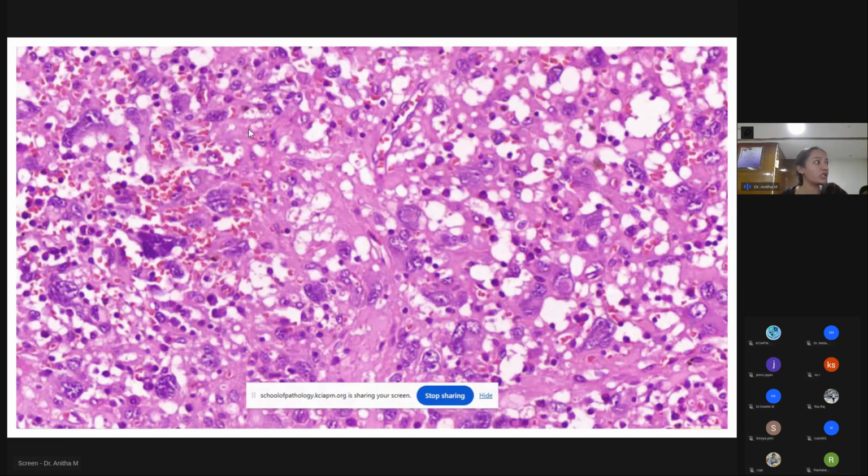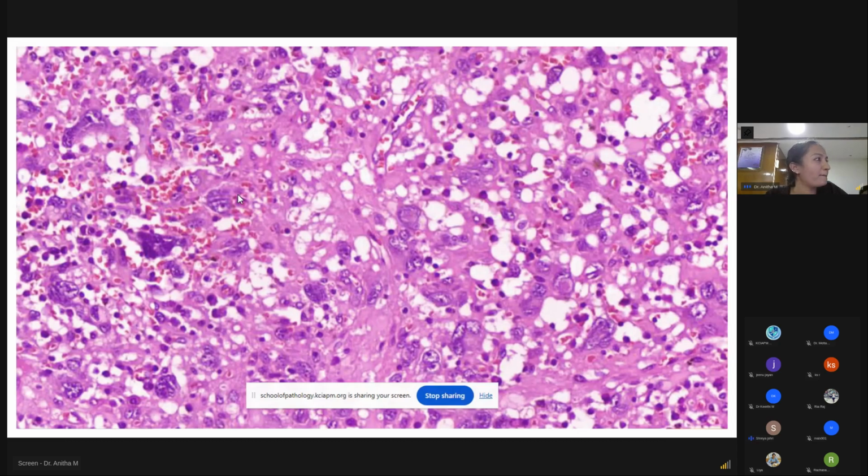But one striking feature: it was a 5 centimeter mass and about 5 to 6 sections were taken. The striking feature was that there was no necrosis and no mitotic figures detected in all of these sections. So what do you think it would be? Lymphoma or sarcoma?